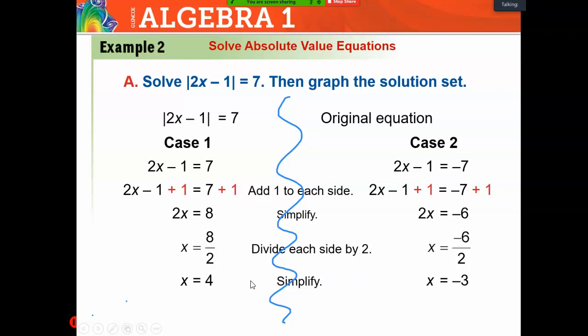Do we see how the answers I got for both aren't the same? They're not opposites of each other. That's why you have to split the problem at the very beginning and not just switch the signs at the end.